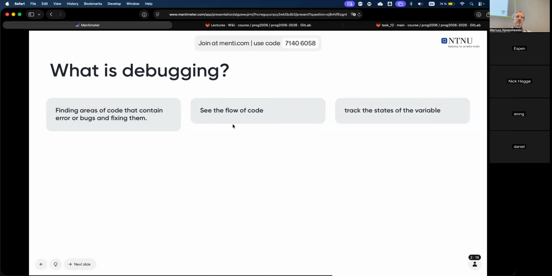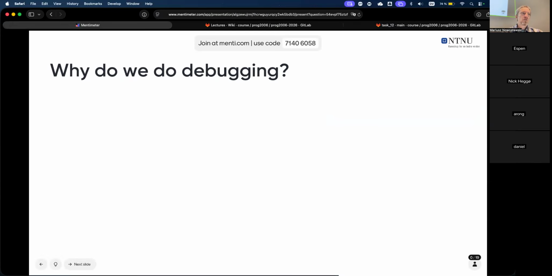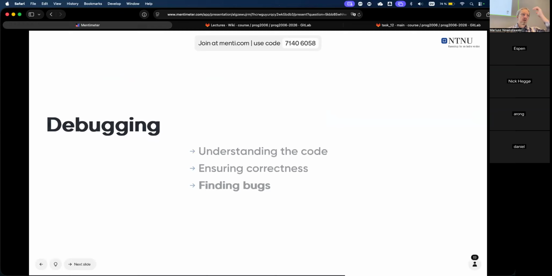So we're doing it for ourselves. We're tracking the progression of the program by doing debugging to understand what the program is doing. And that's like 90% of the time, or 95. We're not doing debugging because we have bugs. We're just doing debugging because we don't quite understand what's going on in our code, right? So that's why we do debugging.